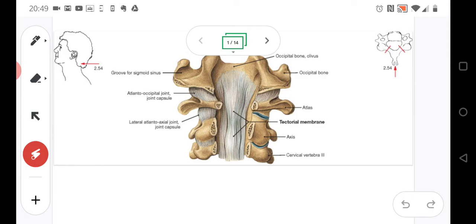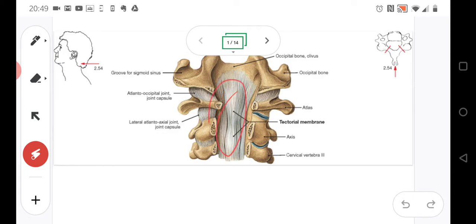because we need the rotation of the head. And the dens of the axis is responsible for, of course, not all of this movement, but a big part of the ability of us to move our head left and right. So we need those ligaments to be strong. What ligaments do we have here?